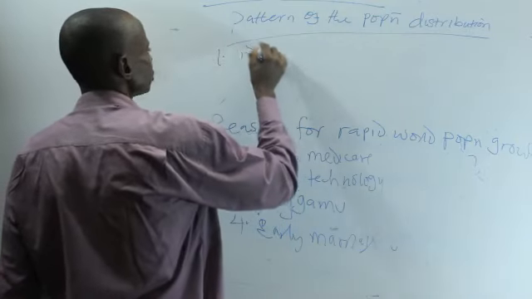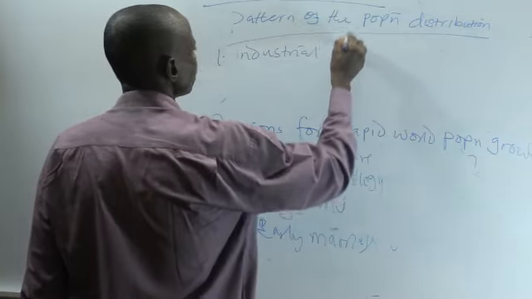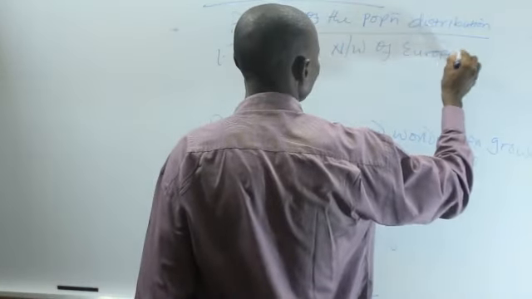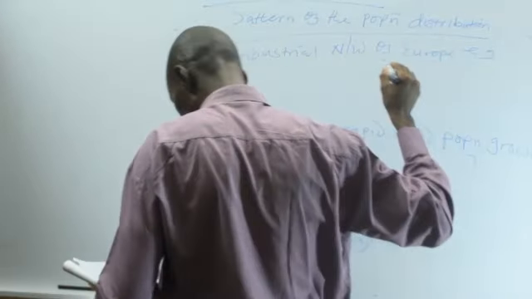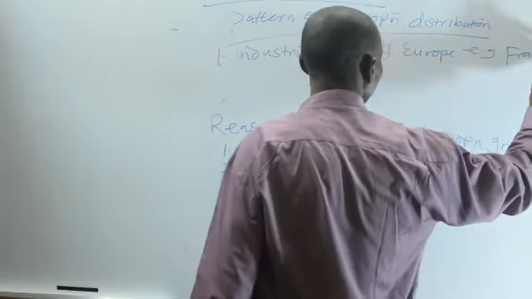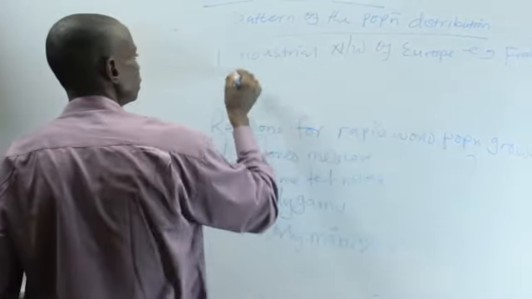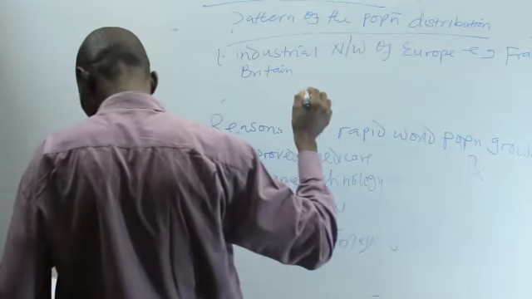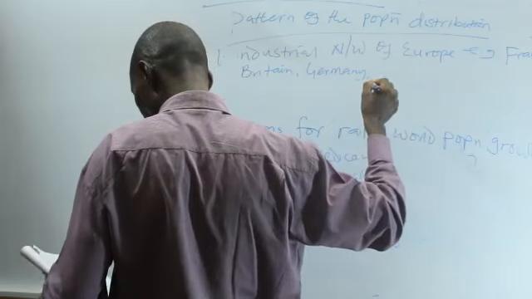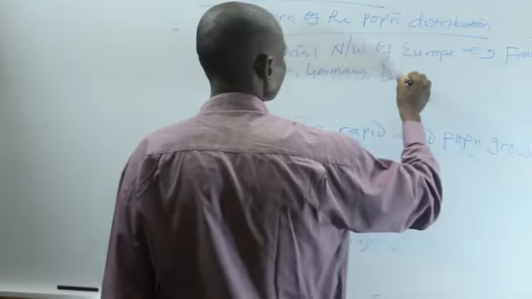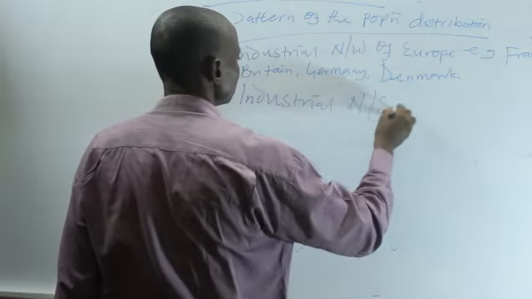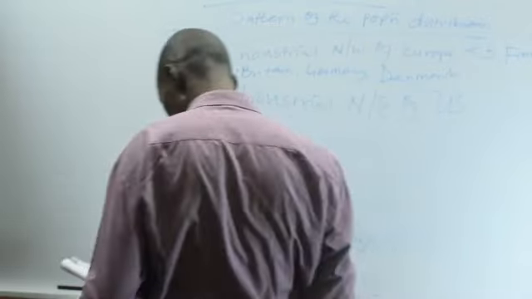Number one, we have the industrial northwest of Europe. Example, we talk about France, Britain, then Germany. They are industrialized, so they can attract population, and we talk about Denmark. Two, we have the industrial northeast of the US.